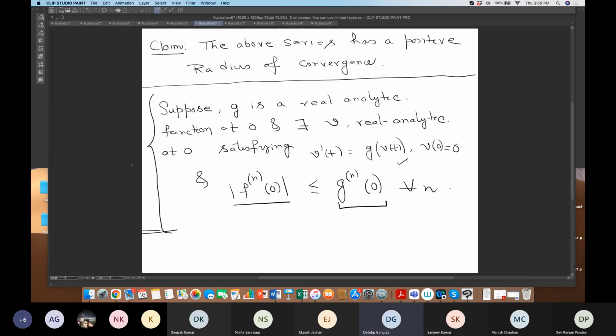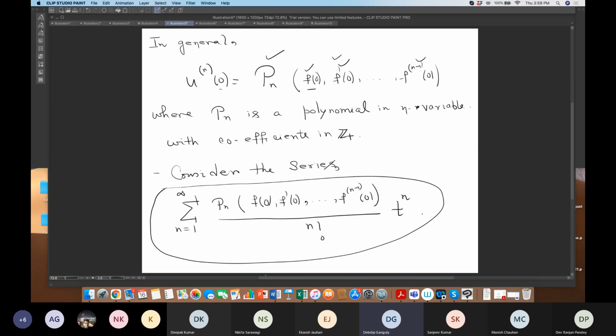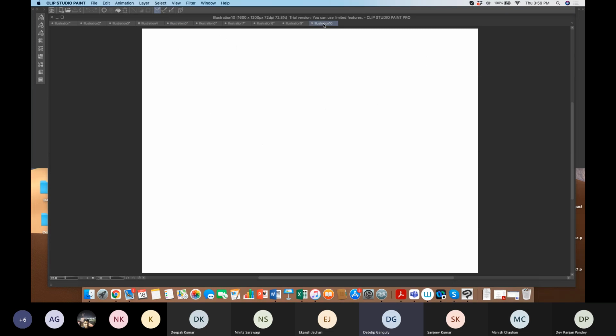that there exists such G, there exists such V, such that V prime t equals G of V t, and such that these f n derivatives, so many things I have assumed. With that assumption, I have proved that this series has a positive radius of convergence. Now suppose that assumption is still valid. So now I can define. Can you tell me what the real analytic solution should be now?